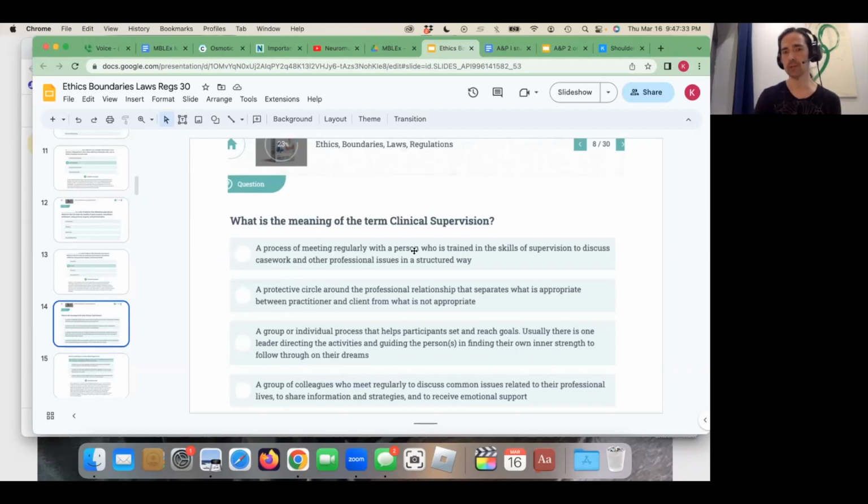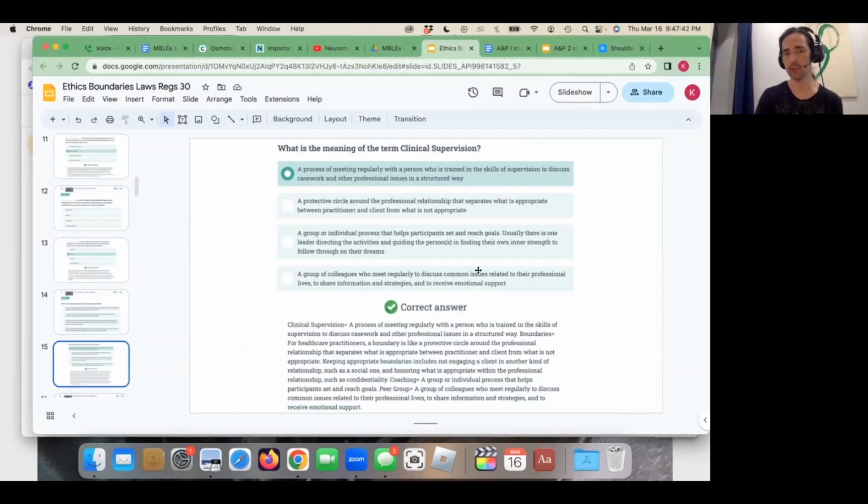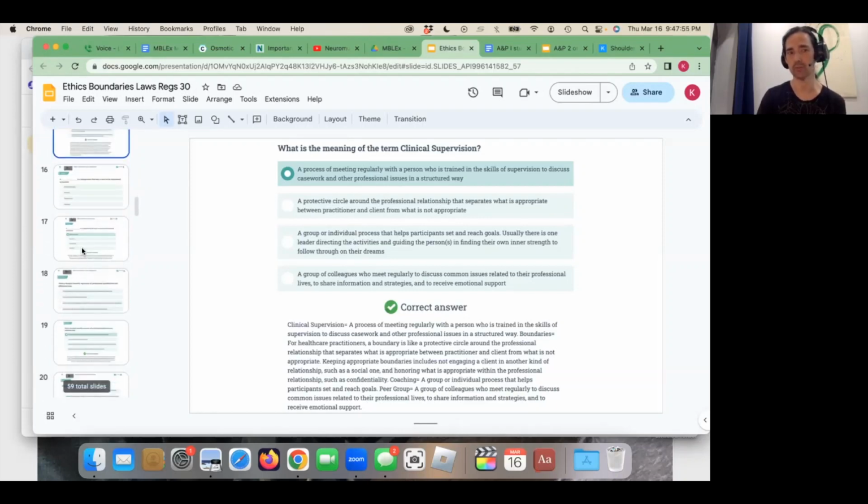A process of meeting regularly with a person who's trained in the skills of supervision to discuss casework and other professional issues in a structured way is clinical supervision. This group of colleagues who meet for emotional support, that's a peer group. An individual or a process that helps participants reach goals and follow through on their dreams, that's coaching. Mentorship happens through coaching. Coaching happens through mentorship.